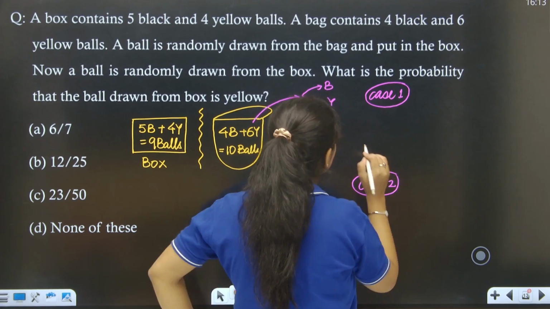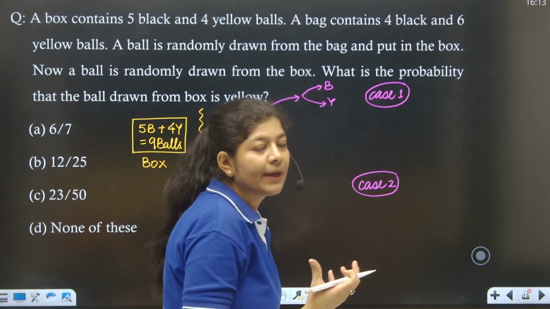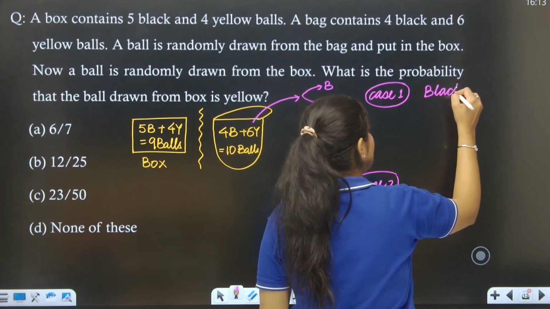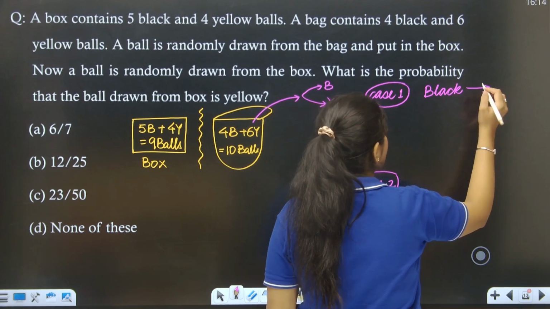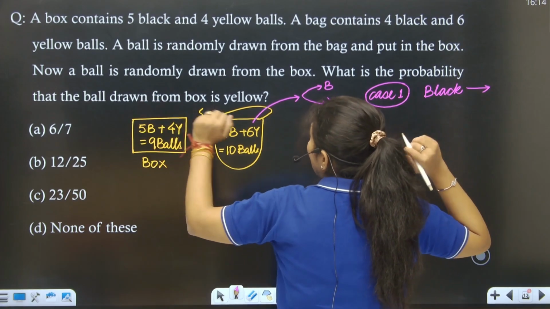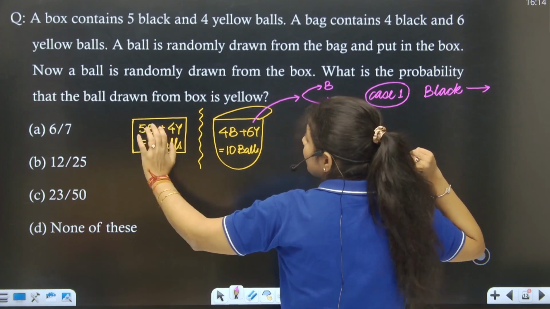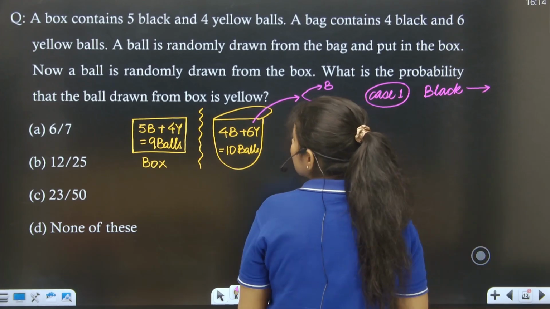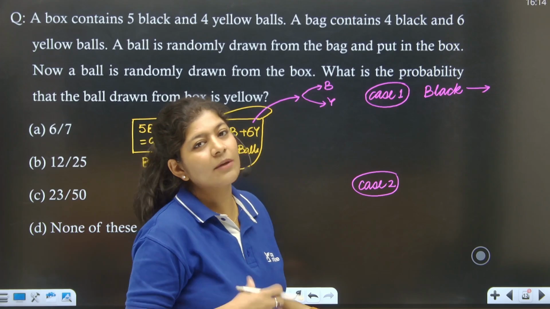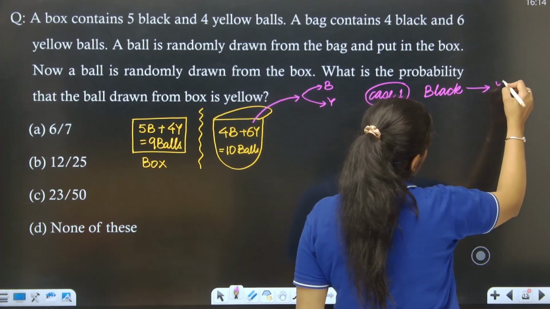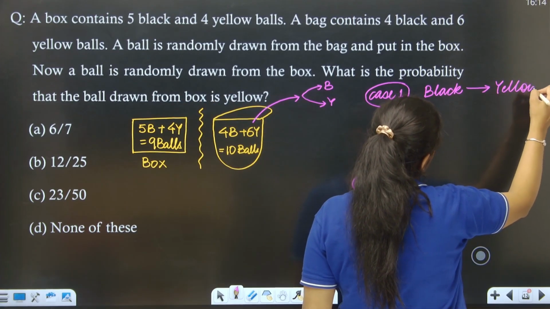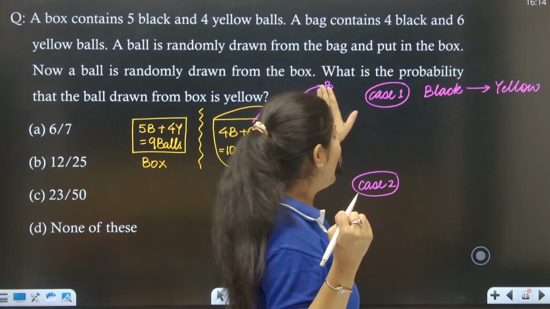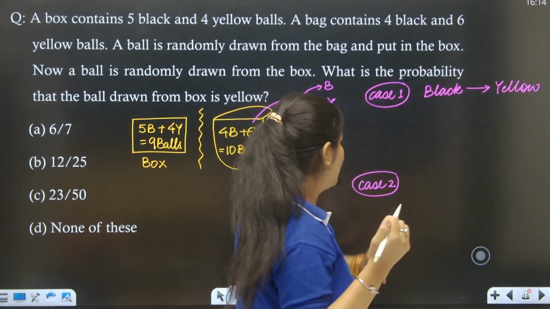So in case one, we are just assuming that the first ball we pick is a black ball, and we are putting it into this one. And the question is, what is the probability that the ball drawn is yellow? So we assume that the second ball is yellow, because ultimately we give the answer like this: we get a black ball from the bag and a yellow ball in the end.